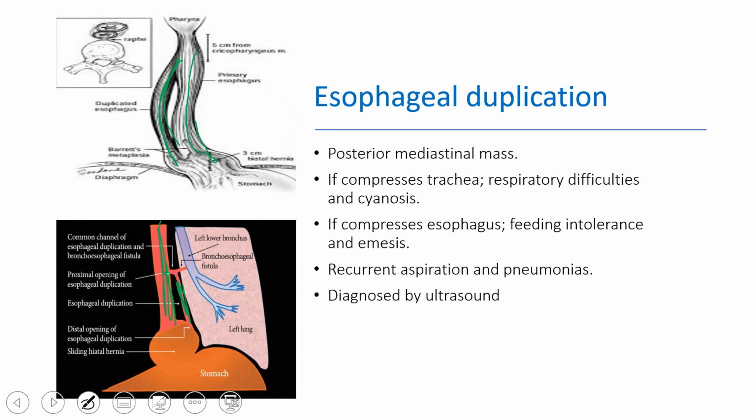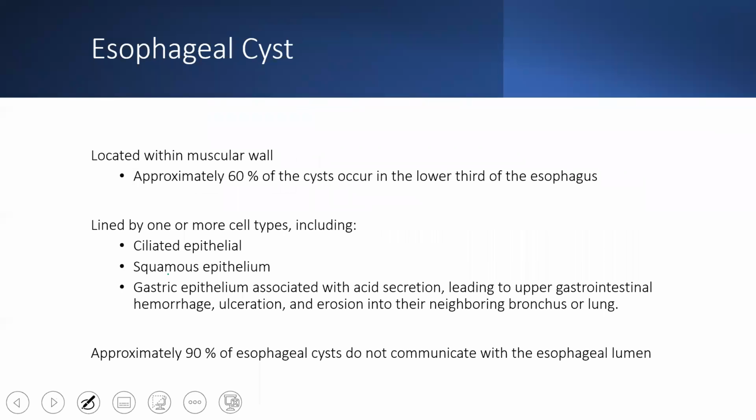Treatment, usually surgery. In contrast with the esophageal cyst, this baby usually has a cyst. The cyst is located in about 60% in the lower esophageal part. It does not communicate with the lumen in up to 90%, just a separate cyst in the esophagus.